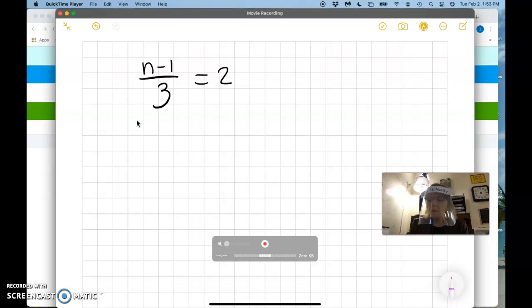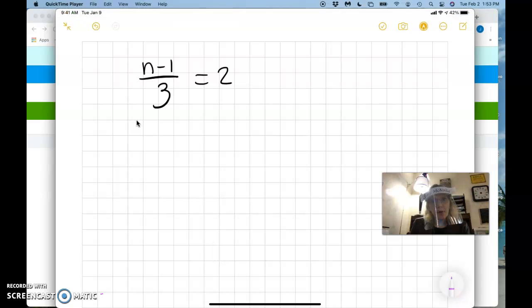So when I have an operation happening on top of my fraction bar, I have to get rid of the bottom number first before I can do anything else. So fraction means divide. I'm going to do the opposite. I'm going to multiply by 3.